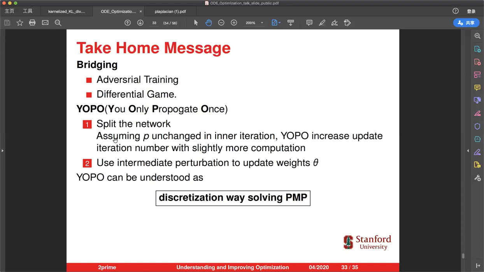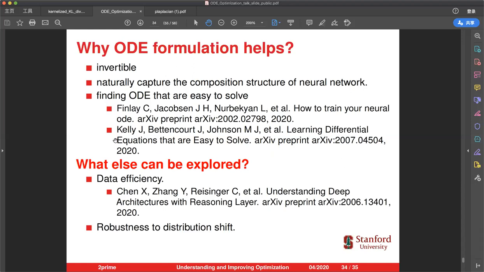So at last, let me give some conclusions of the two parts. I want to answer the question: why do ODE formulations help our understanding of deep learning? The previous works are all about modeling, because numerical scheme design can preserve some properties you want to preserve. So for my talk now, I want to go to the optimization part.